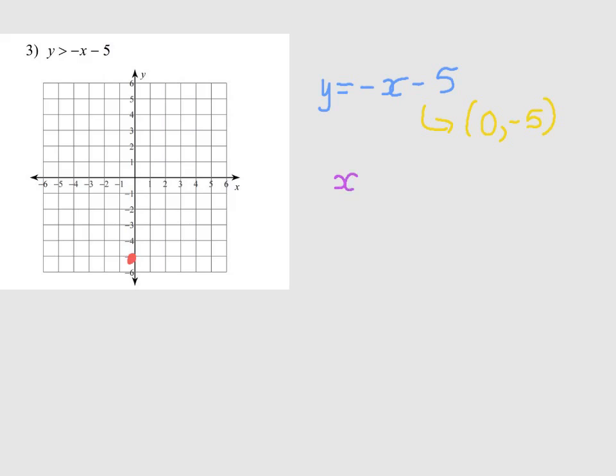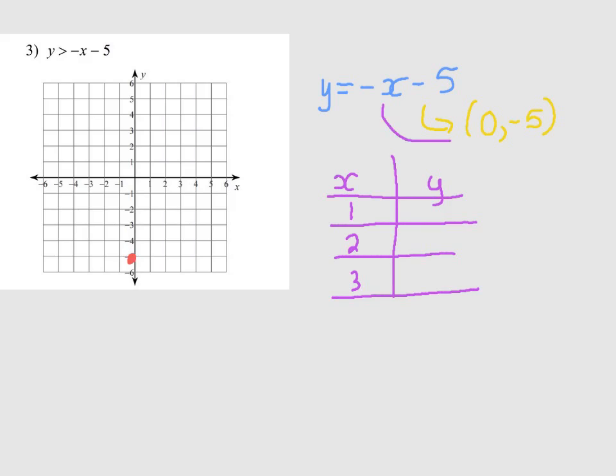So if I make a table of values here, x and y, and I just draw it like this. I'm going to pick a bunch of random points for x: 1, 2, and 3, say. Now, I need to know when x is 1, what is y? So I'm going to take this rule here and plug in x is 1. So y is equal to negative 1 minus 5, and that tells me that y is equal to negative 6 when x is 1.